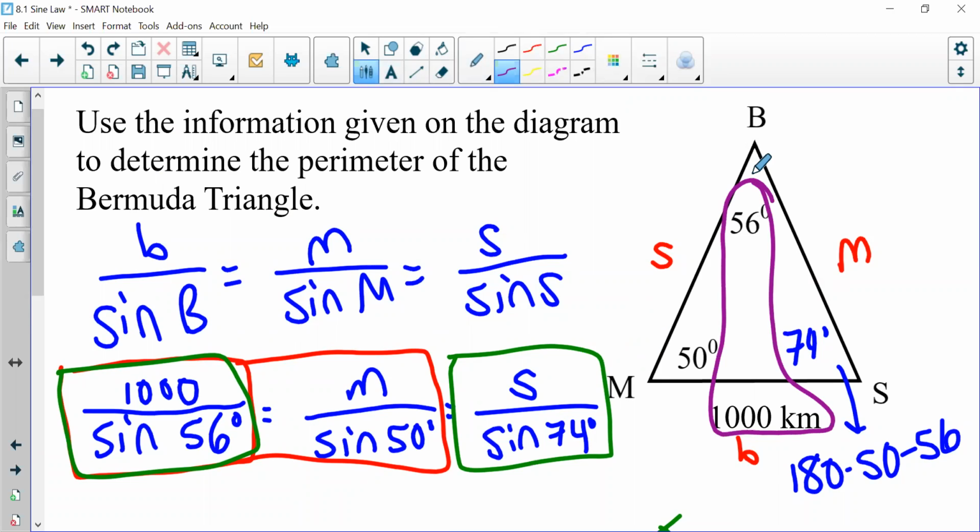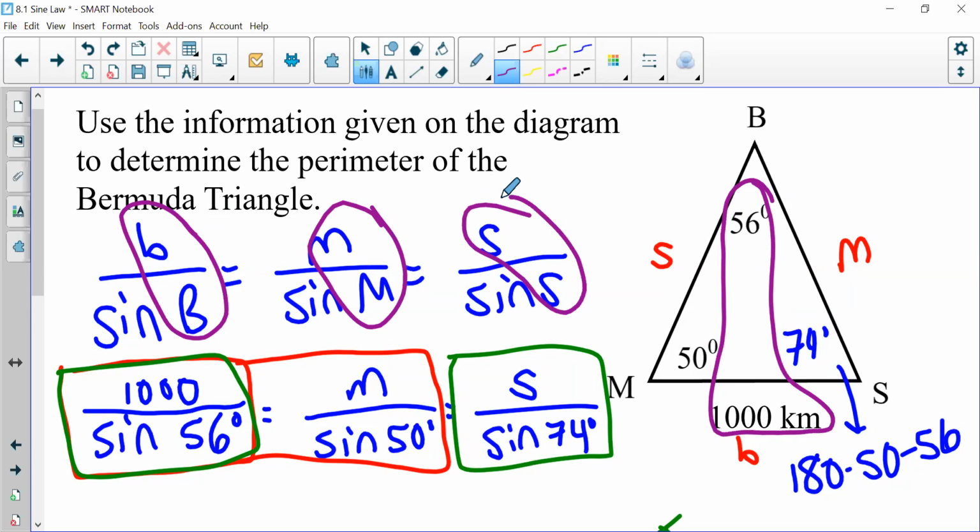So we will automatically be given one side on the test, right? You have to be given one side and the opposite angle, and then you'll be given one other thing. Like in this case, we were given an angle, because the other angle you can find very easily. So this loop right here, if you have a side and an opposite angle, that's how you know you're going to use sine law. If you have little s and big S or little m and big M, that's going to tell you it's sine law.